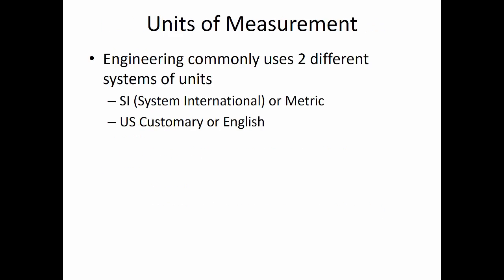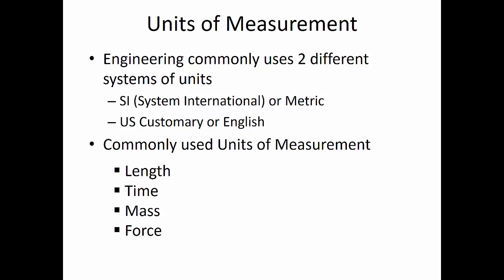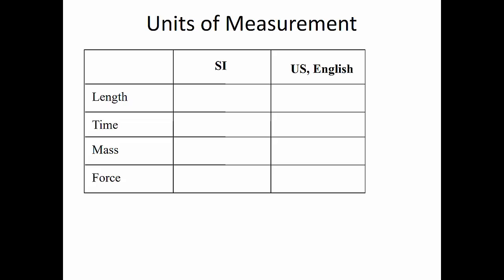In engineering, we commonly use two different systems of units for our units of measurement. We have the SI system, or the System International, which is also known as the metric system. And then there's also the US customary, or English units. The commonly used units of measurement deal with length, time, mass, and force. For length, in the SI system, we typically use meters as the base unit. This can be represented with a small m. In the US or English system, we use feet, which is represented by ft.